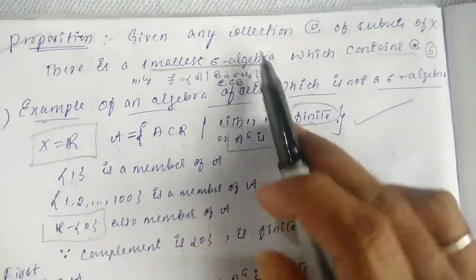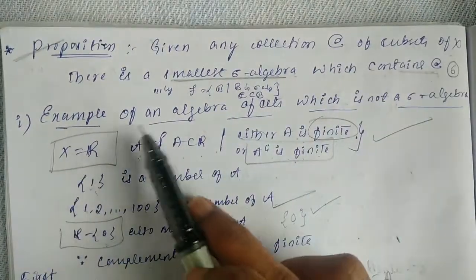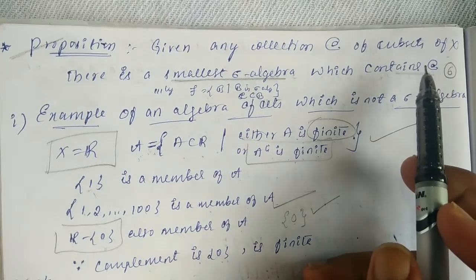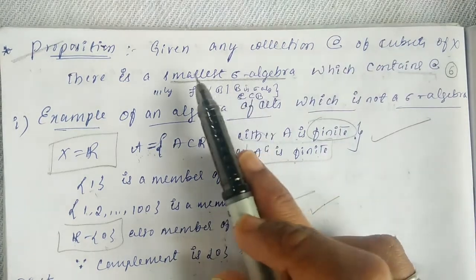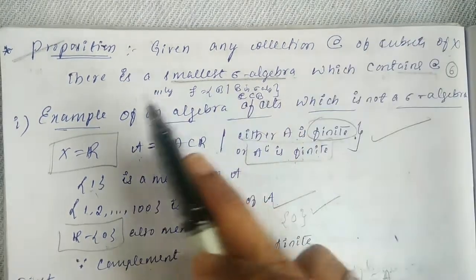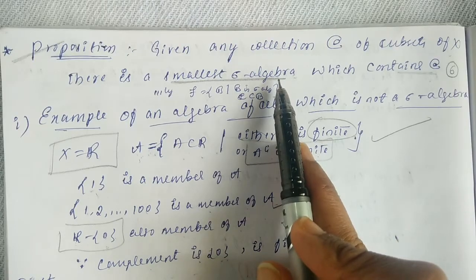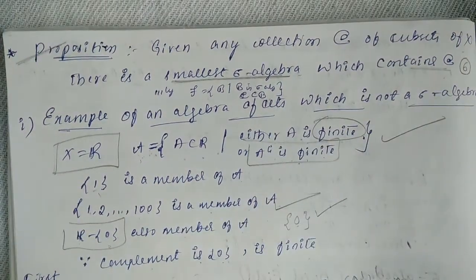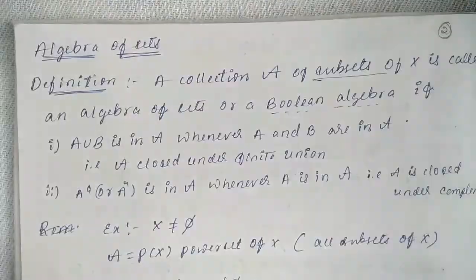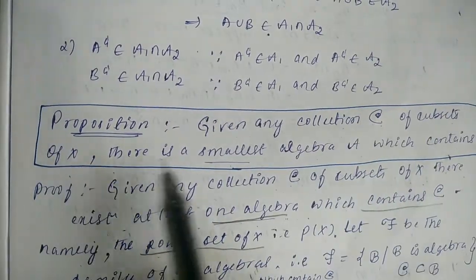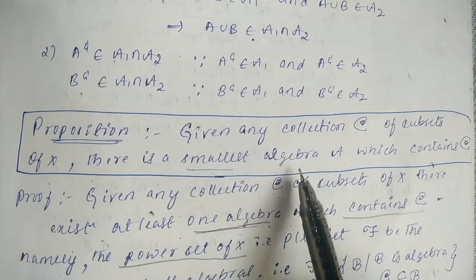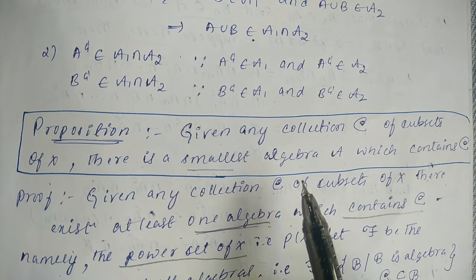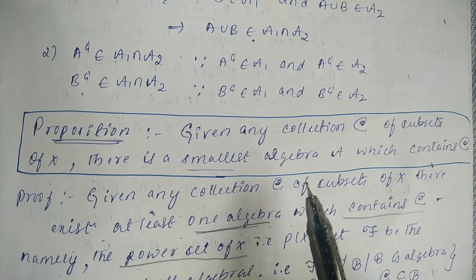Here is the proposition. Given any collection C of subsets of X, there is a smallest sigma algebra which contains C. In the previous lecture, for an algebra of a set, we had a proposition similar to this. That is, given any collection C of subsets of X, there is a smallest algebra A which contains C. So the proposition for the smallest sigma algebra and this one are the same.